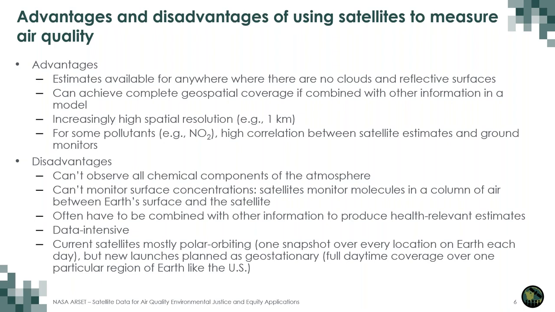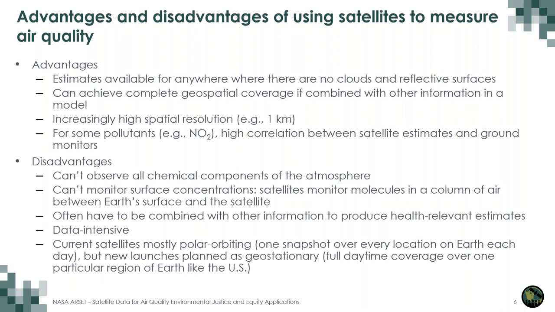Right now, we can't observe all chemical components in the atmosphere, so there might be some pollutants that are of interest for environmental injustice. Hazardous air pollutants come to mind, where we don't have high quality estimates from satellites yet. We also can't monitor surface concentrations. As I mentioned, satellites monitor molecules in a column of air between the Earth's surface and the satellite, and that has to be combined with other information to produce health relevant estimates at the nose level. And that can be quite data intensive.